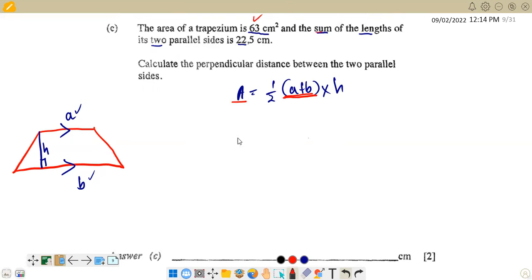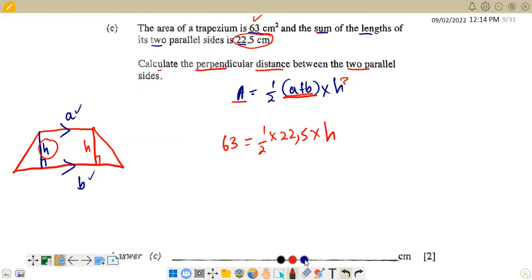Your area is what? It's 63. And the sum, what is the sum in this case? Already A plus B, they gave us the sum is 22.5. So it's half of 22.5 times what? The height. We do not know this height, and it's the one that we are asked to calculate here, the perpendicular distance, which is this height. That is the perpendicular distance between what? The two parallel sides. So that is your perpendicular height. This one or this one is still the same. All right, so we need to calculate h, as we can see.